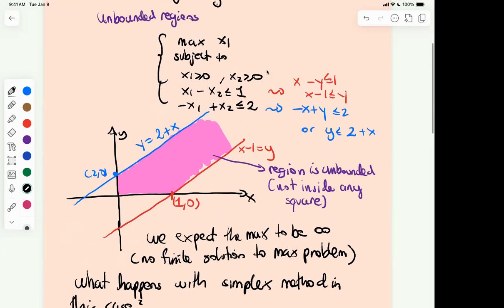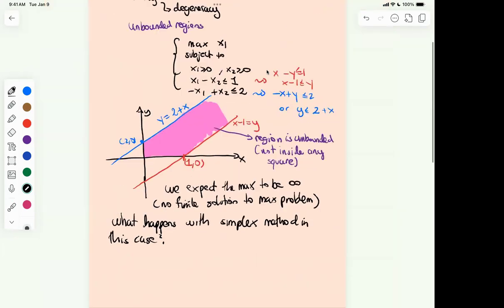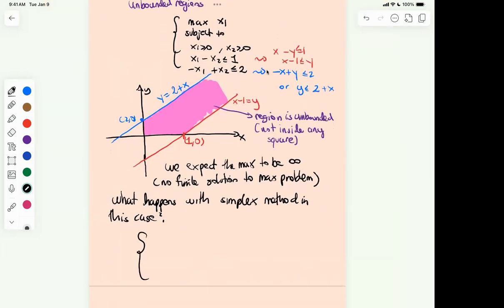Okay, so again, for the simplex method, what you have to do is turn everything into an equality, right? So I'll write the inequalities as equalities. For that, I need two slack variables. So I'll put plus x3 equals 1 and negative x1 plus x2 plus x4 equals 2, right?